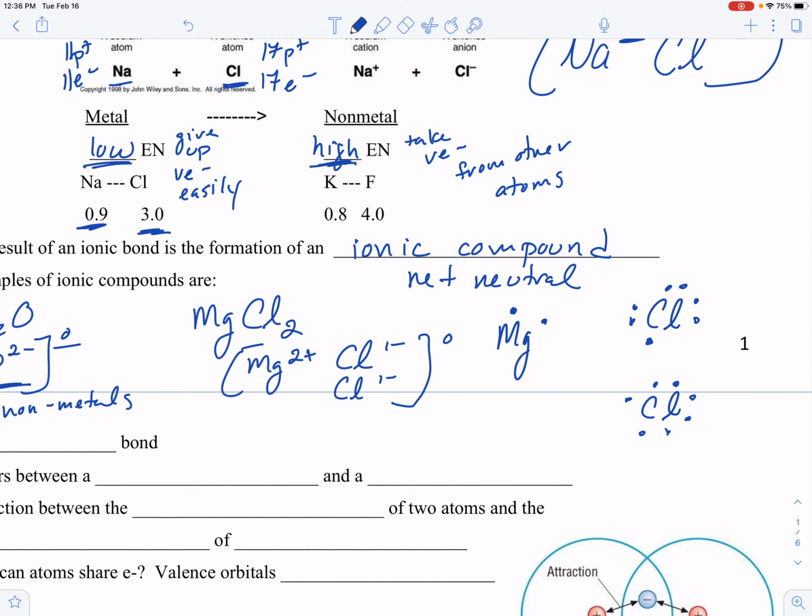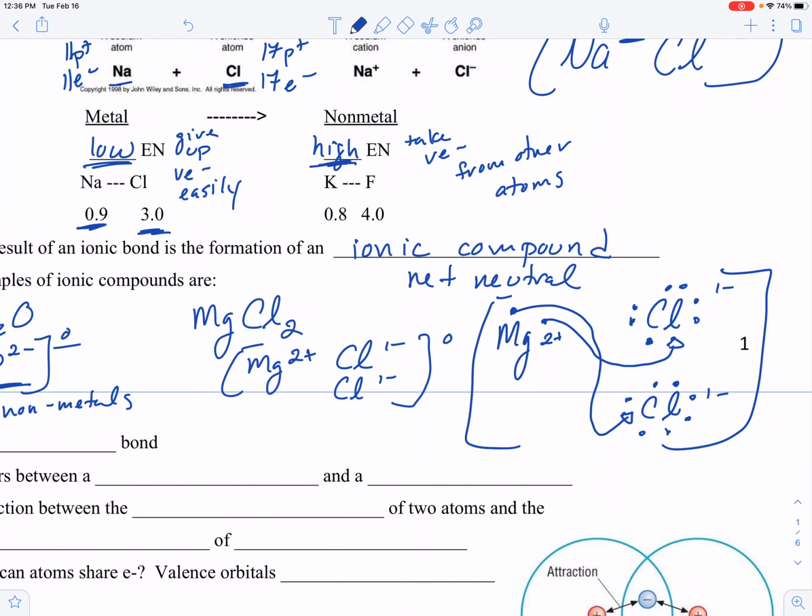But magnesium wants to give up its electrons, so each chloride actually just takes 1, right? And then this forms a 2+. Each of these form a 1-. And then they end up attracting one another and forming a net neutral compound. So that's what's happening in ionic compounds. Our next set of notes will go over covalent bonds.